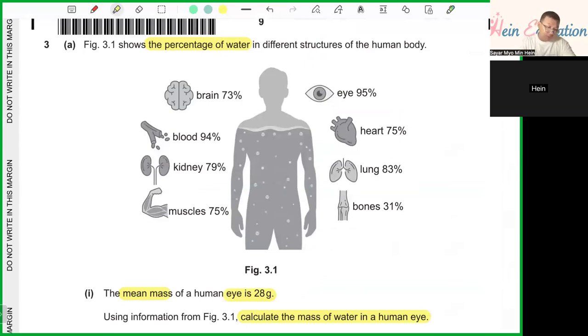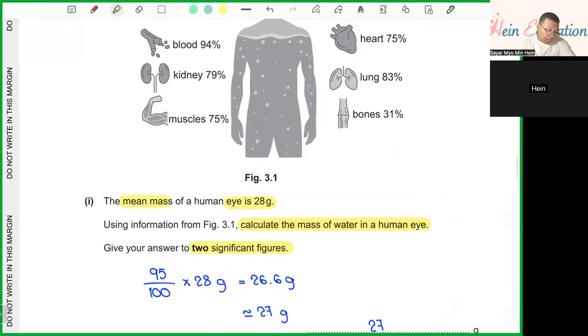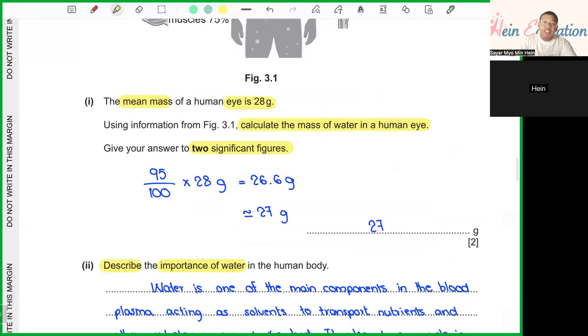of the human body. So we can see different body parts, the organs, and then they give you a percentage of water. The mean mass of a human eye is 28 grams, and you have to calculate the mass of water in the human eye. And be careful, they ask to give the answer in two significant figures. Most students, if they do not read the questions carefully, forget about the significant figures and just write the answer straight away. So you can lose a point for that.